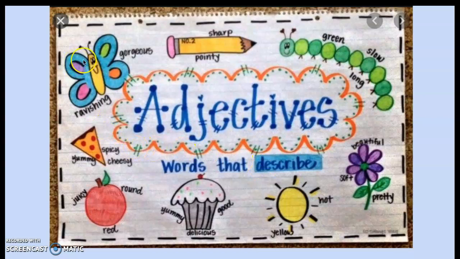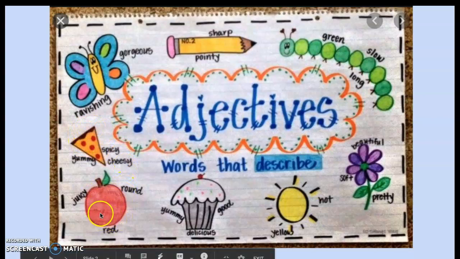So for example, I have a butterfly. This is my noun, a butterfly, right? It's a person, place, or thing. These words are adjectives because they describe it. So this butterfly is gorgeous. This butterfly is ravishing, okay? Then I have pizza over here. This pizza is yummy. This pizza is spicy, it's cheesy. Spicy, cheesy, yummy are all words that describe the pizza, okay?